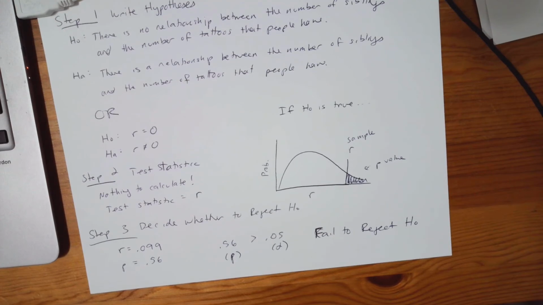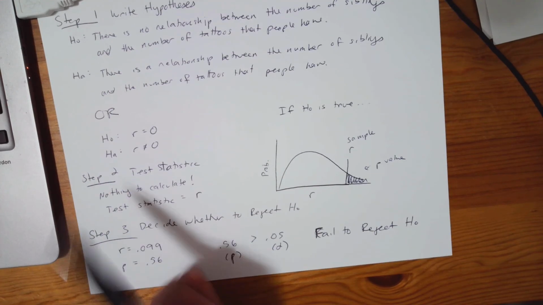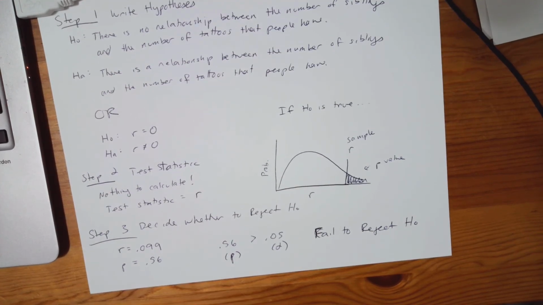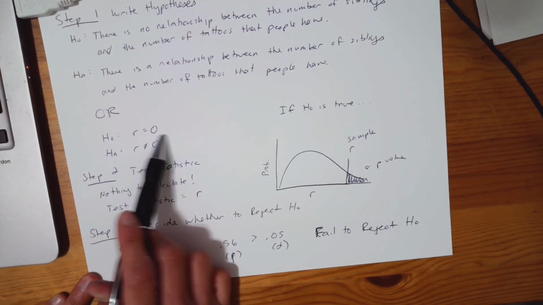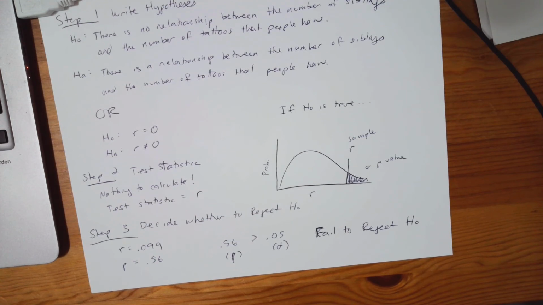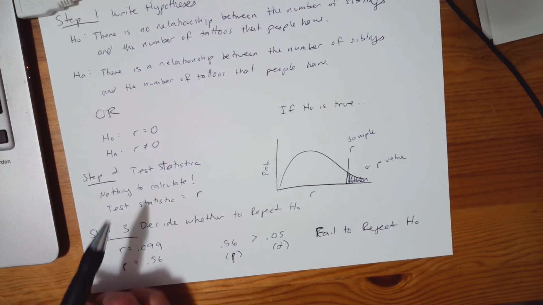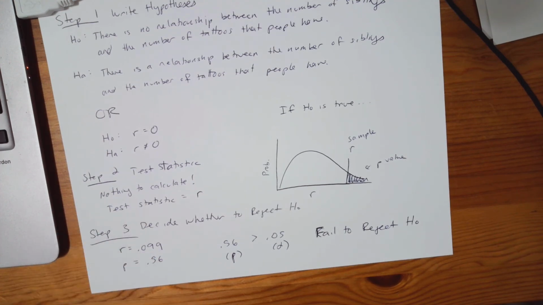And this means that we fail to reject the null hypothesis. So in other words, our sample correlation of 0.099 is not big enough to give us evidence that the correlation between these two variables in the population is anything other than 0. So we fail to reject our null hypothesis that this is equal to 0, because this correlation that we saw would occur about 56% of the time if the true population value was equal to 0, just by chance.